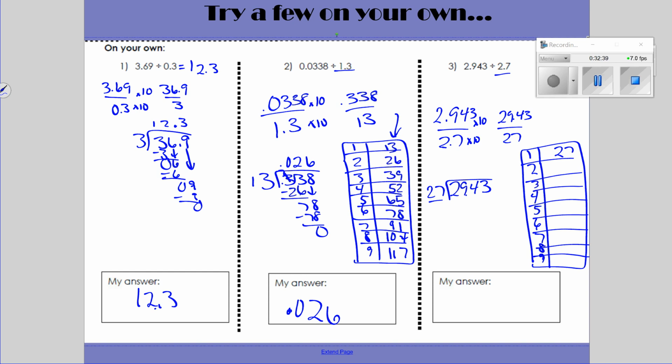It shouldn't be. If it is, you need to practice this to make it so it's not hard. So I add 27 and 27, we get 54.